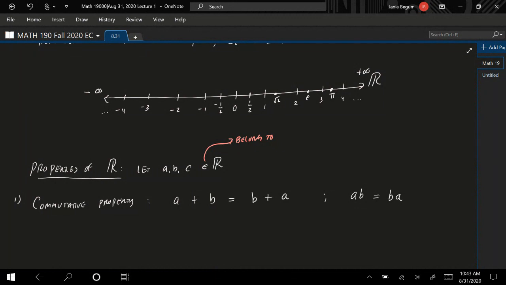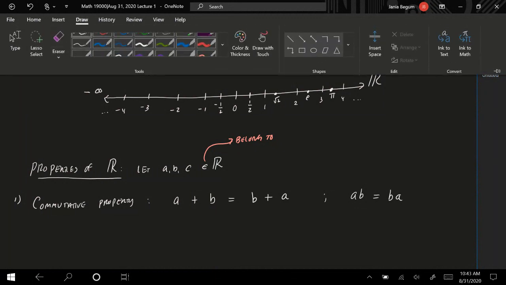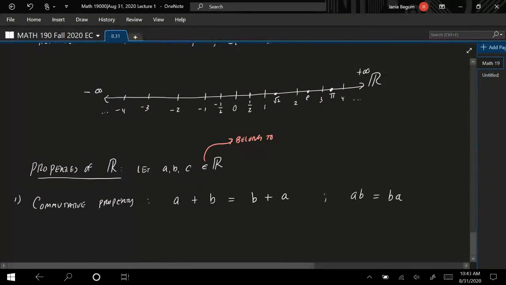Hopefully it makes sense. But if you do want to see an example with actual numbers instead of A, B, C, you can think of, say, 7 plus 1 is the same as 1 plus 7, right? That's true. Or if you want to test it out with multiplication, think of 6 times 2 is the same as 2 times 6. It's true, right? Both sides of the equality.